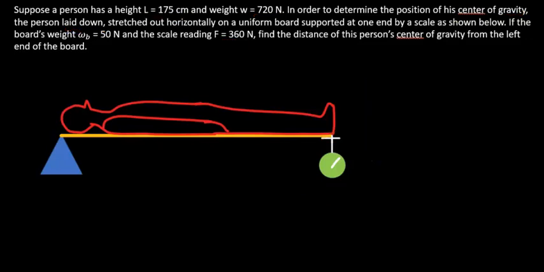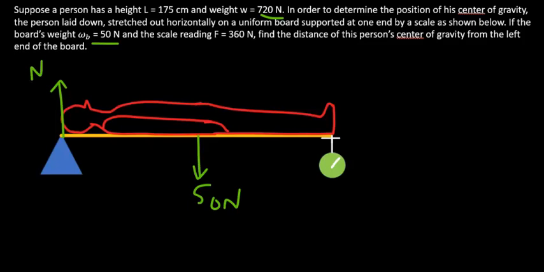So let's sketch the free body diagram of this board. The first force acting on this board is the normal force from the support, N, and then you have the weight of that board acting vertically downward at the middle point, since the board is uniform, and the weight is 50 newtons. And you have the weight of the person, 720 newtons, pressing on the board as well.